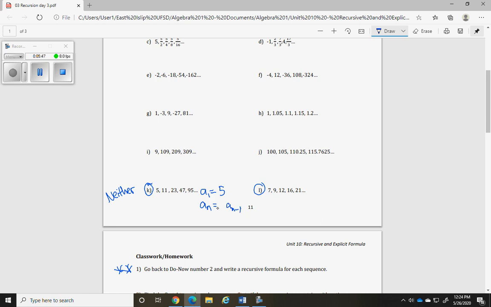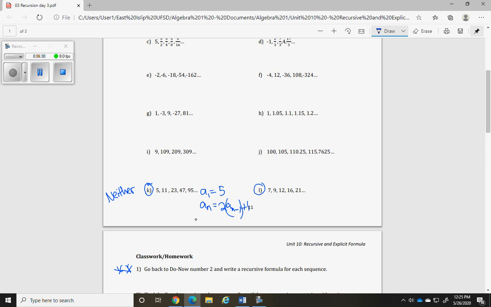Now I left the blank here on purpose because I noticed some kind of pattern. You think about it for a second, hit pause if you need to. I noticed that if I multiply this 5 by 2 and then add on 1, I can get to an 11. If I multiply 11 by 2 and add on 1, I get 23. So if I multiply what I know by 2 and then add on 1, I get the next term. So when it's a neither, it just comes down to being, I guess, observant and using some problem-solving skills to try and figure out what that recursive formula is.